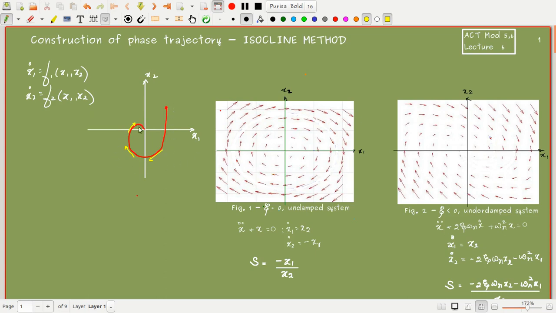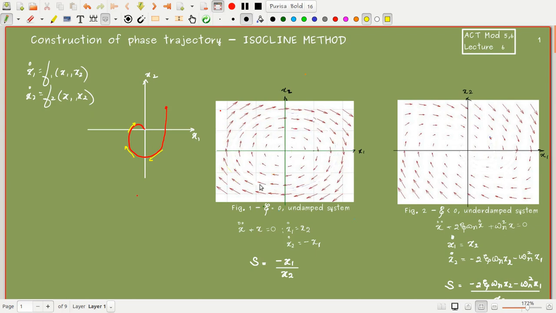This is in fact for an underdamped system. If you look at these figures, it is clear that these are the slopes for an underdamped system, which is drawn throughout the phase plane. We have taken different values of x1 and x2. At this value of x1 and this value of x2, this is the slope. This is drawn for some value of zeta and some value of omega n. Similarly, for this system, we can draw the slopes throughout the phase plane for different values of x1 and x2.